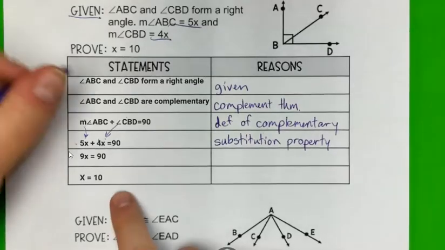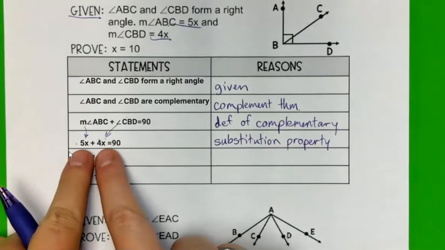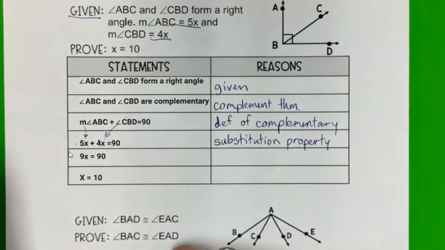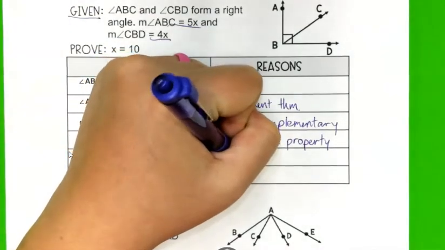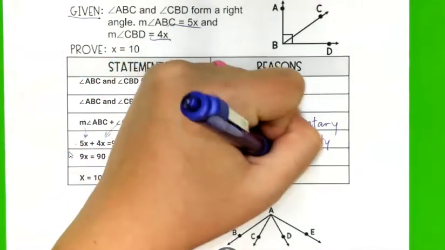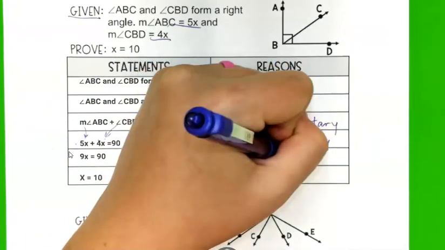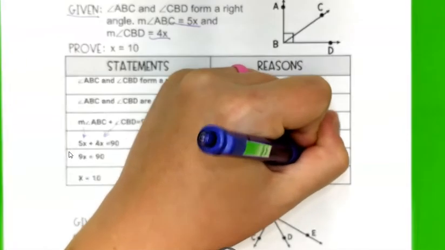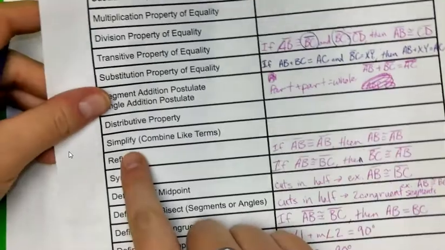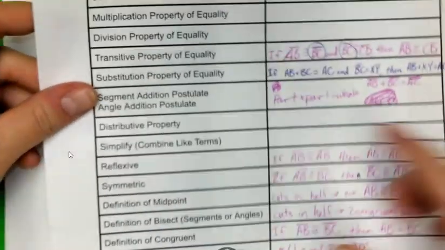Alright, and then from here to here, the only thing that's happening is we're adding two things that are on the same side of the equation. So we are just combining like terms, which is also called simplify in here. Simplify and combine like terms.